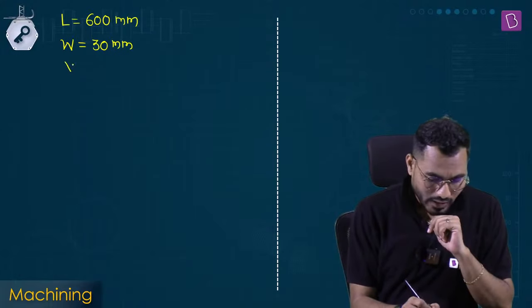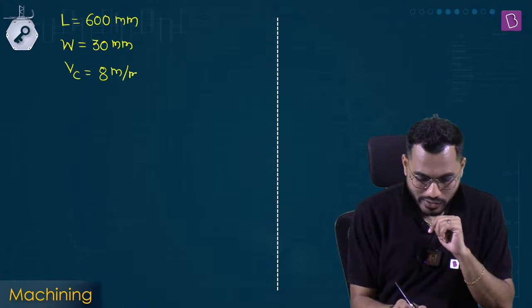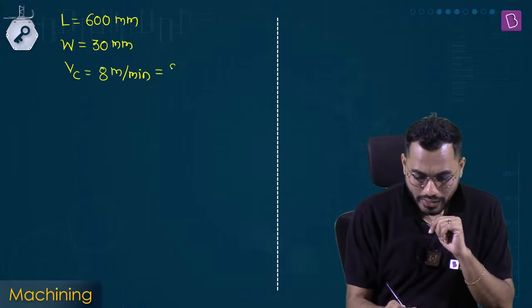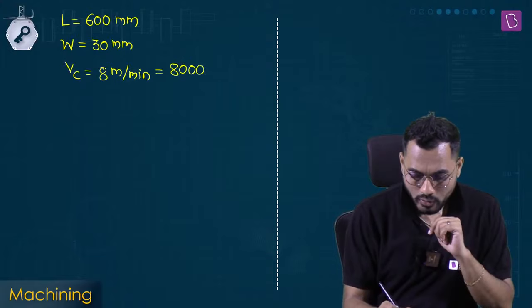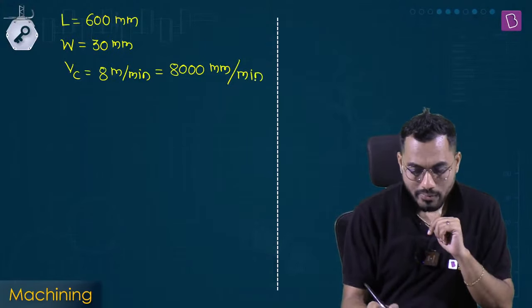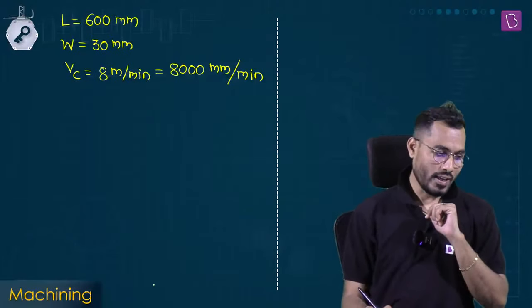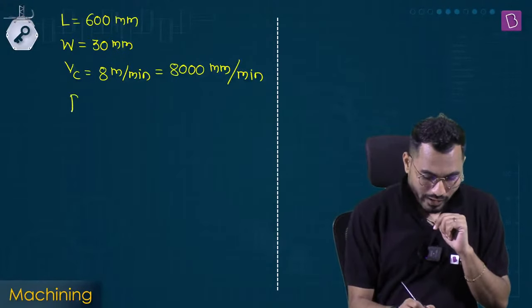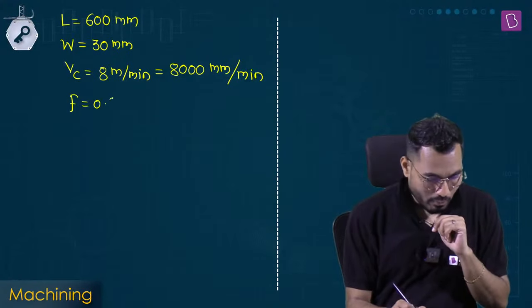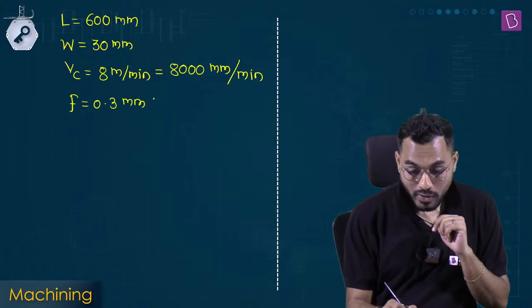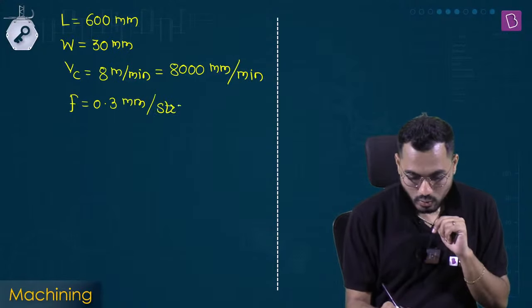The value of the cutting velocity is given as 8 meter per minute. Please convert into mm per minute. So 8 meter converted into mm is 8000 mm per minute. Is it okay, everybody? Yes. So the feed value is given 0.3 mm per revolution or 0.3 mm per stroke. It is generally given as per stroke.